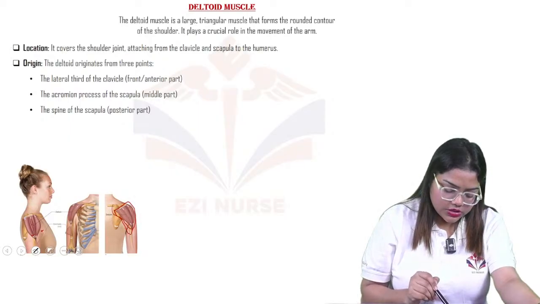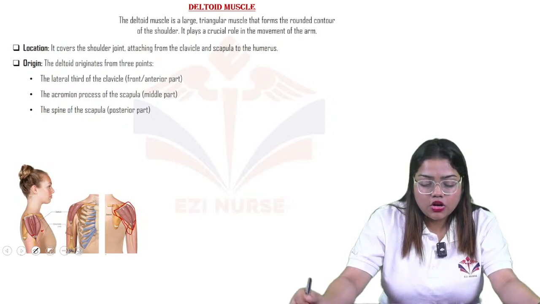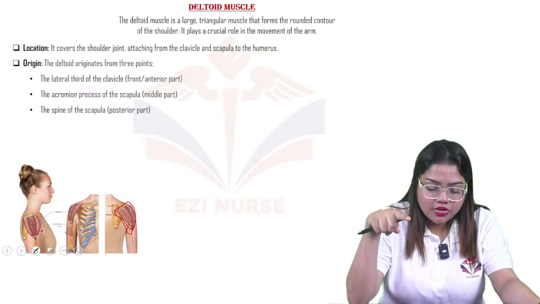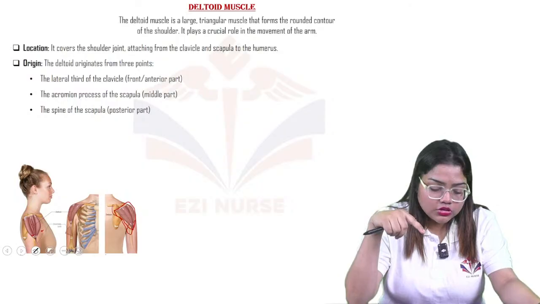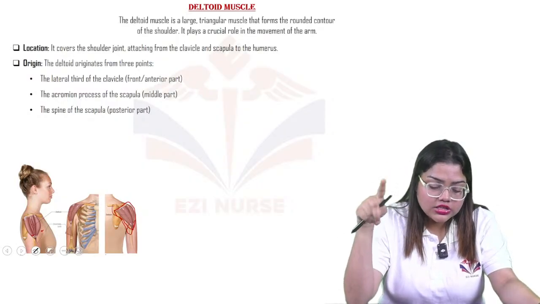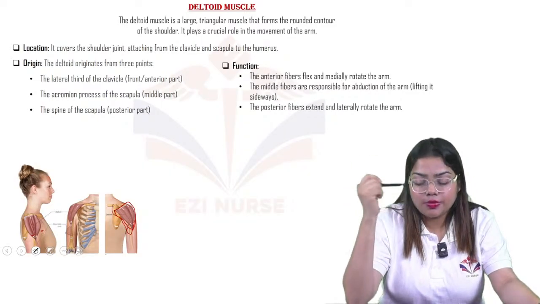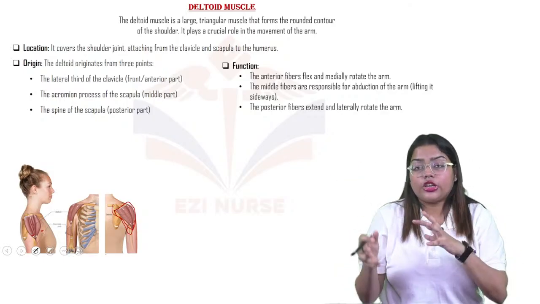It starts from the scapula. The deltoid muscle originates from three points: the lateral third of the clavicle, the front or anterior part; the acromion process of the scapula, the middle part; and the spine of the scapula, the posterior part. What is the function of the deltoid muscle? The anterior fibers flex and medially rotate the arm.